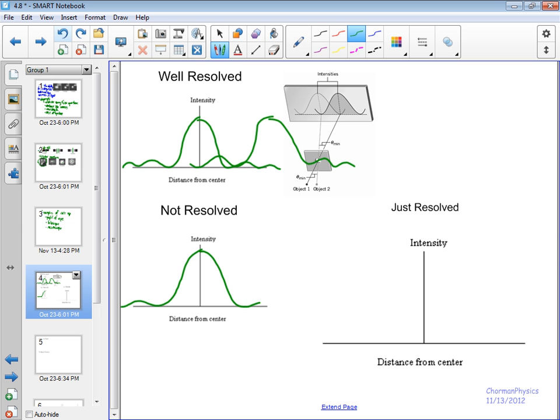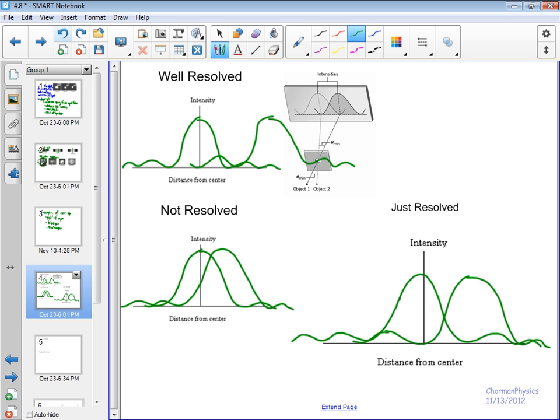So for it to be not resolved, we have our image here again. What happens is that the maximum is going to be somewhere over here. So it lines up like this, and they're pretty close together. We have this condition where it's just resolved, and the way that this is going to look. This just falls off here. Let me just redo this. This is what it's going to look like, actually.